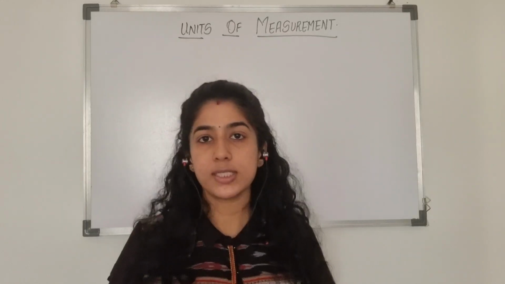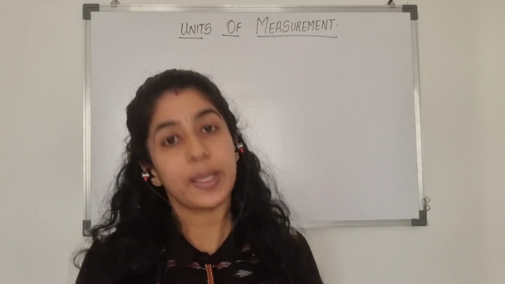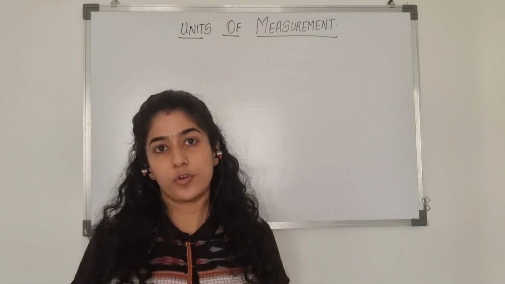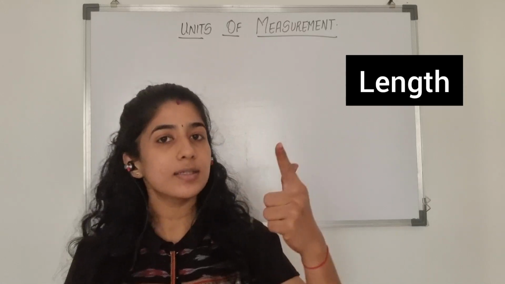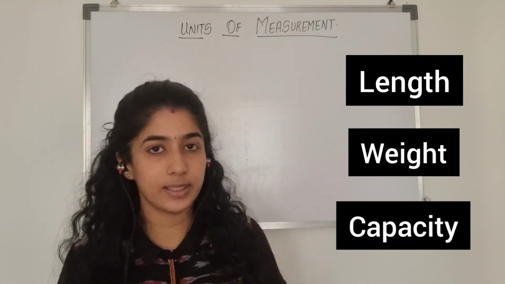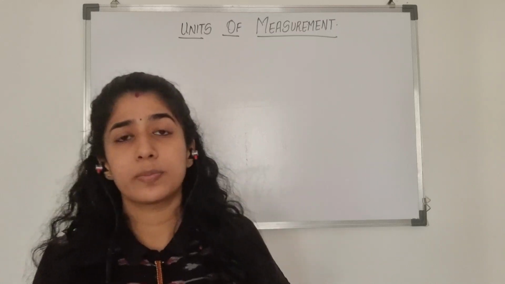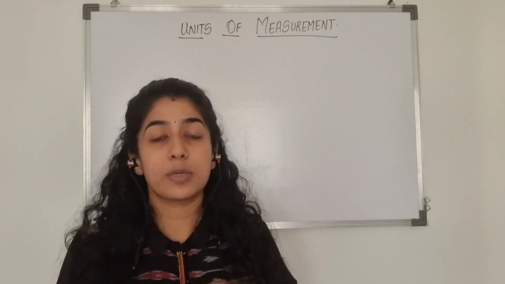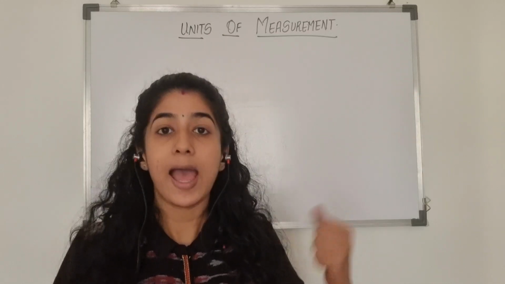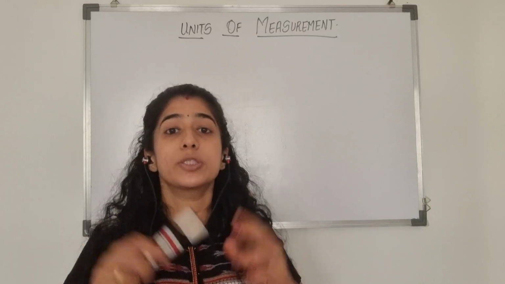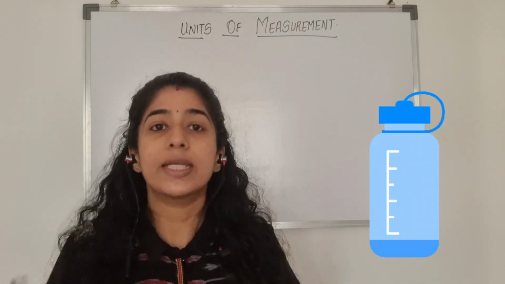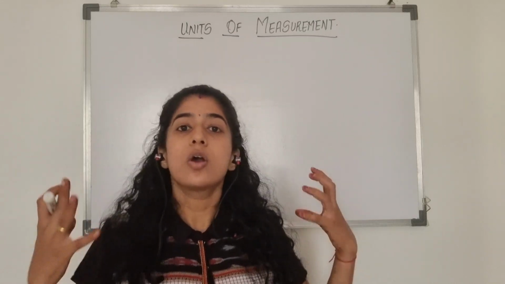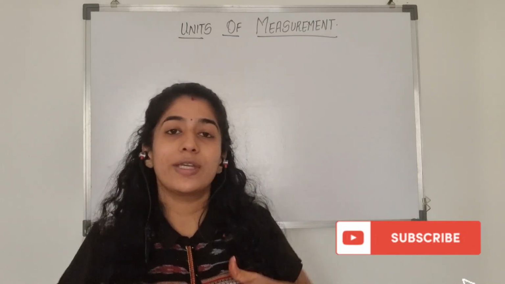So basically measurements are categorized into various types. But today we are going to talk about only three basic types of measurement. First one is length, another is weight, and the third one is capacity. Now what is length? Length talks about how long a particular thing is. Weight talks about how heavy a particular thing is. And capacity talks about how much space a dry or a liquid thing occupies. Okay, so these are the main categories of measurement which we make use of in our daily life.